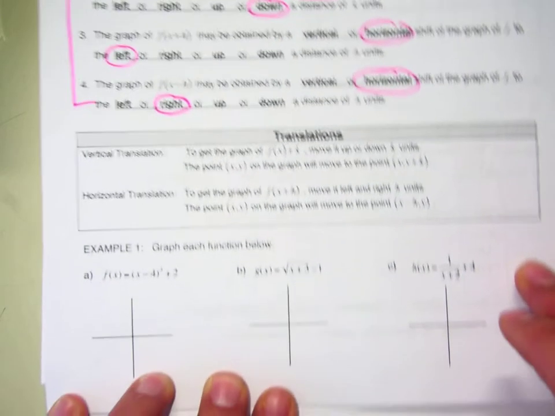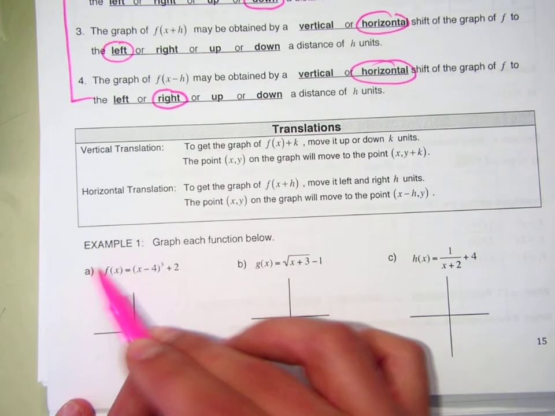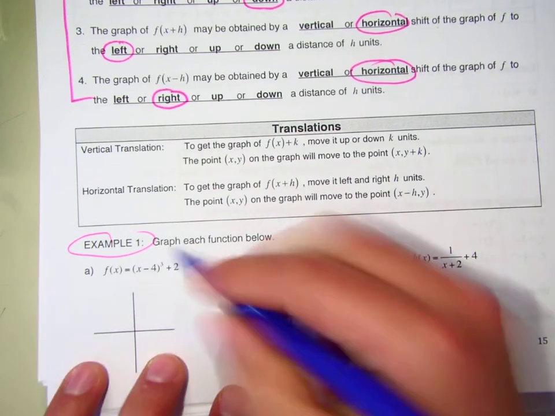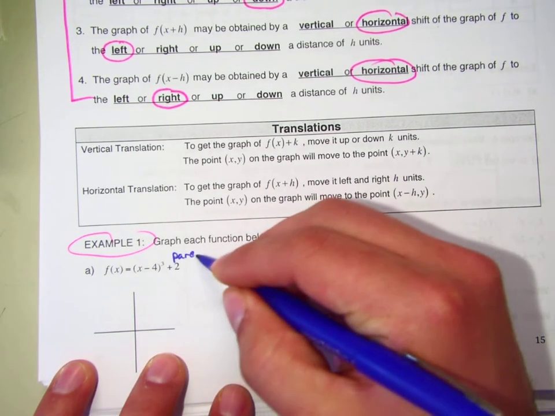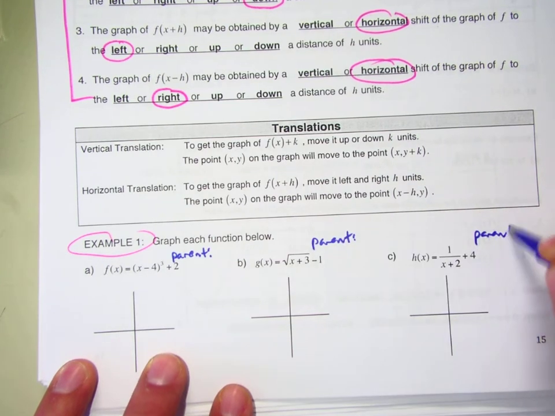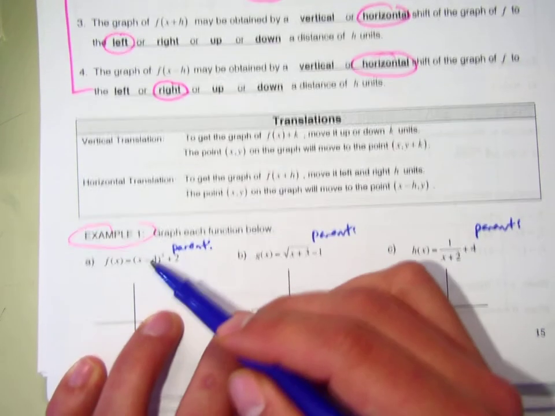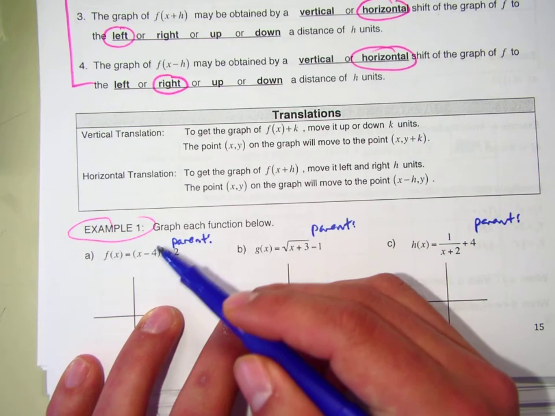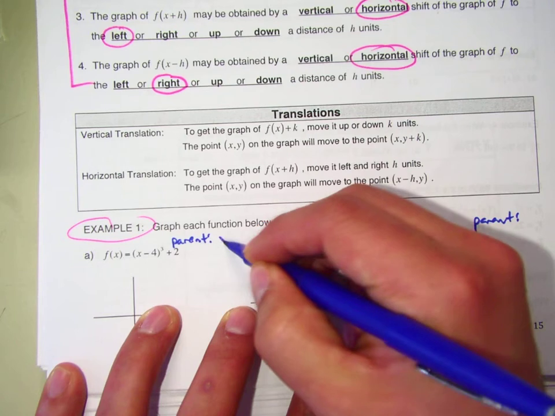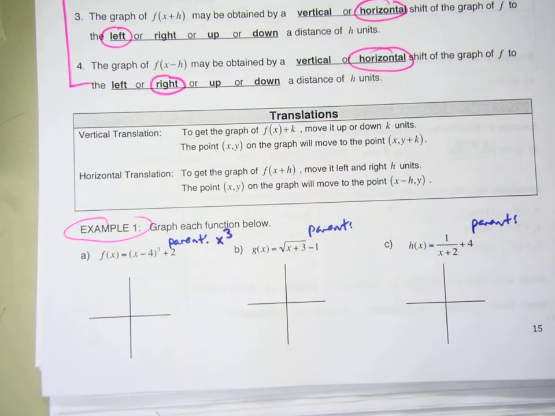Before I talk about these, let's just go to example 1. What we're going to do here is identify the parent graph in each one. Okay, so there's some stuff going on here. We have a -4 and a +2. But what do you see in here that tips away what the shape's going to look like? So we want to be thinking x cubed to start. Just normal x cubed.